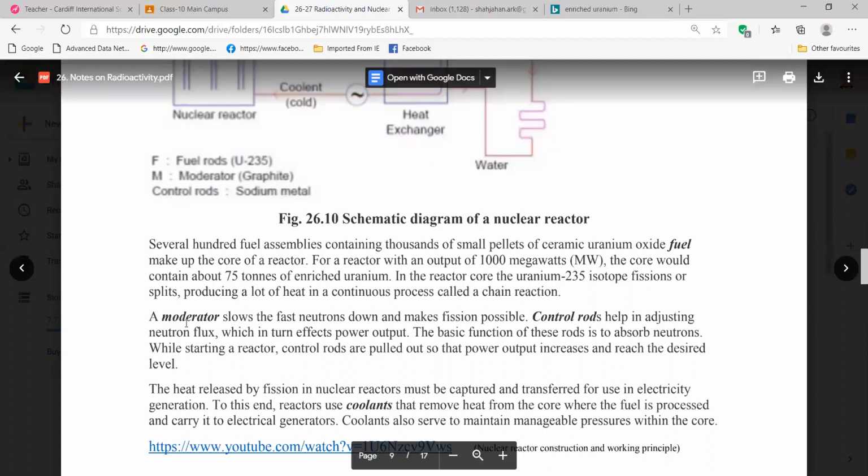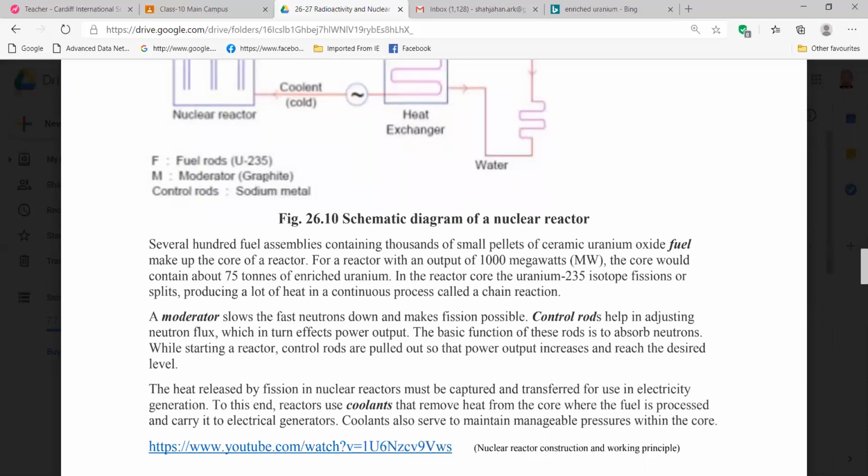Is it clear to you? And this moderator is made from graphite, and graphite is a little bit of an elastic type of material, right? So it will slow down the neutrons.